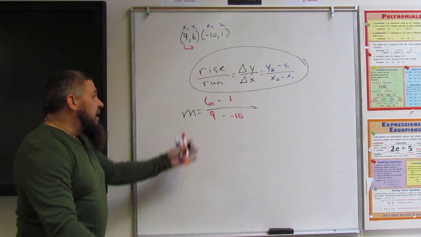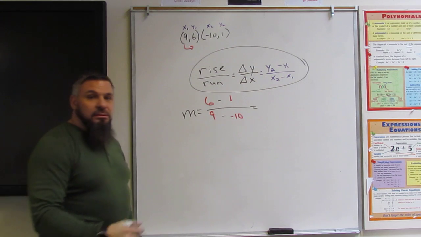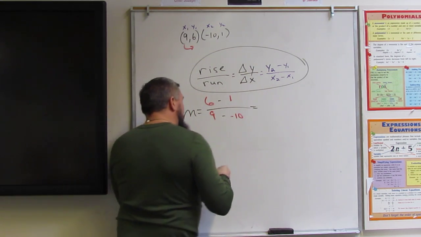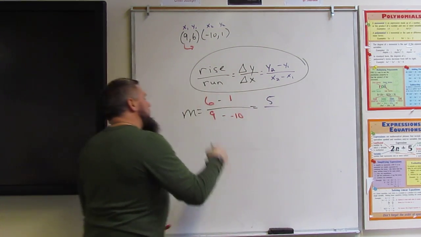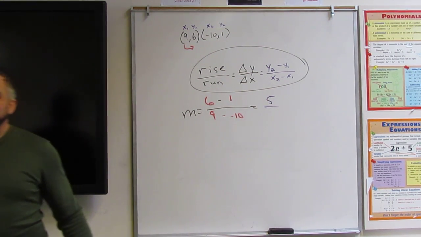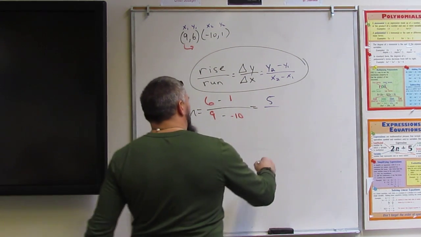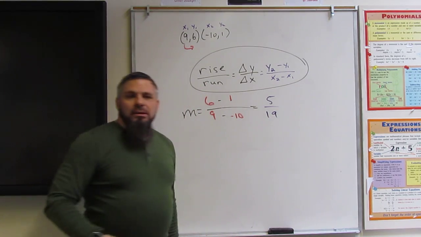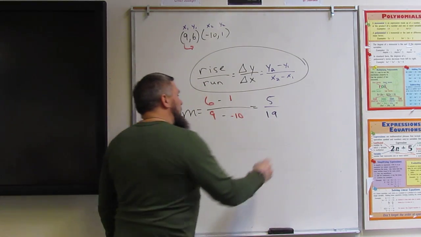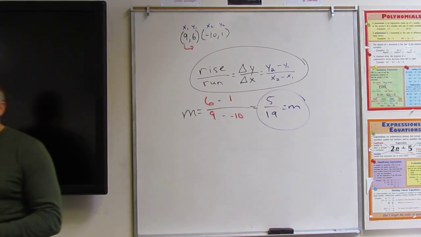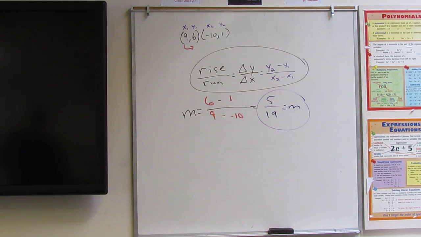Now let's just do the math. What's 6 minus 1? 5. What's 9 minus 10? Remember, double negative makes a positive. And that's your slope: 5/19.